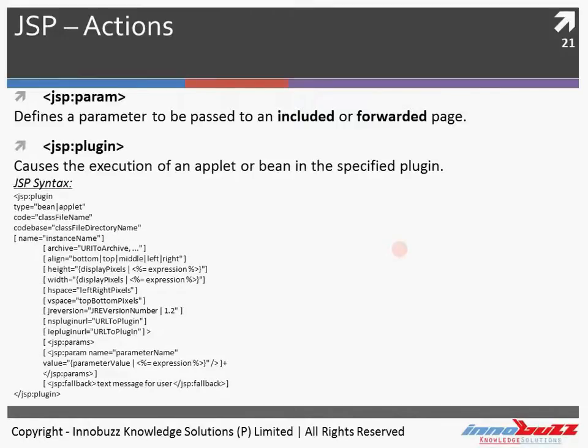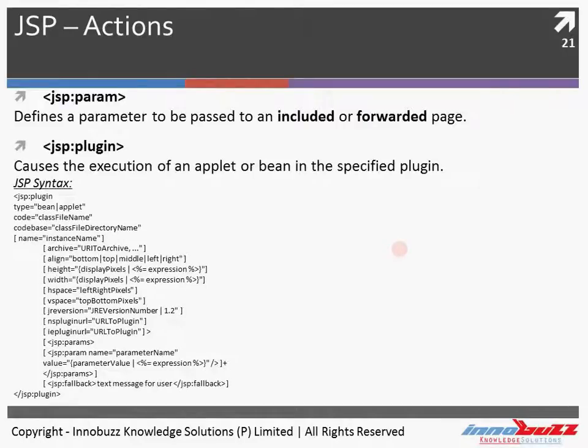Following that, we have a param, which defines a parameter to be passed to an included or a forwarded page. So you can pass parameters for the page which will be included or the page which will be forwarded using this JSP param action.